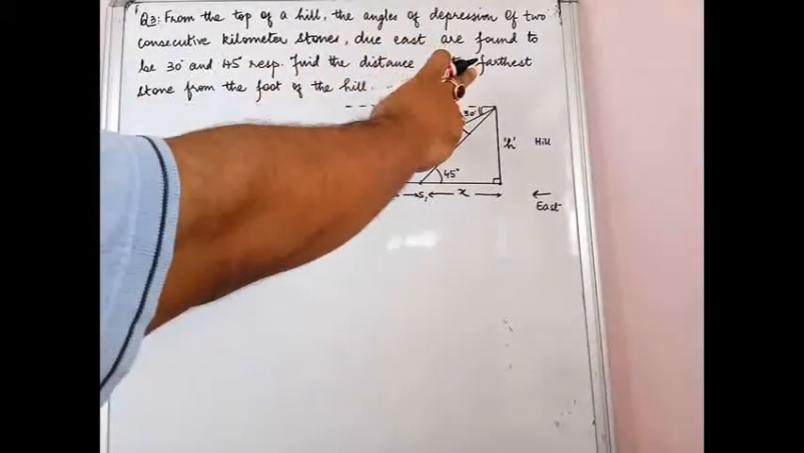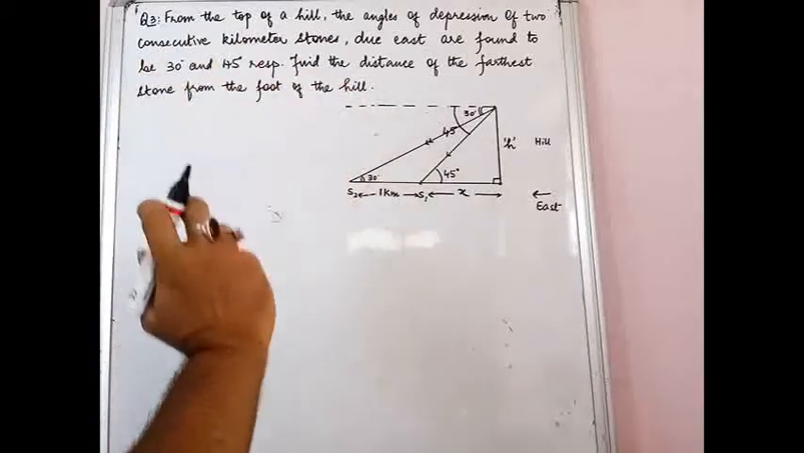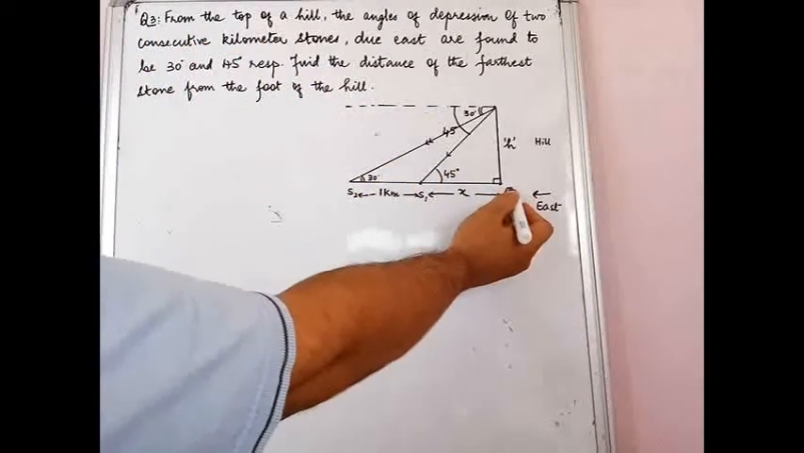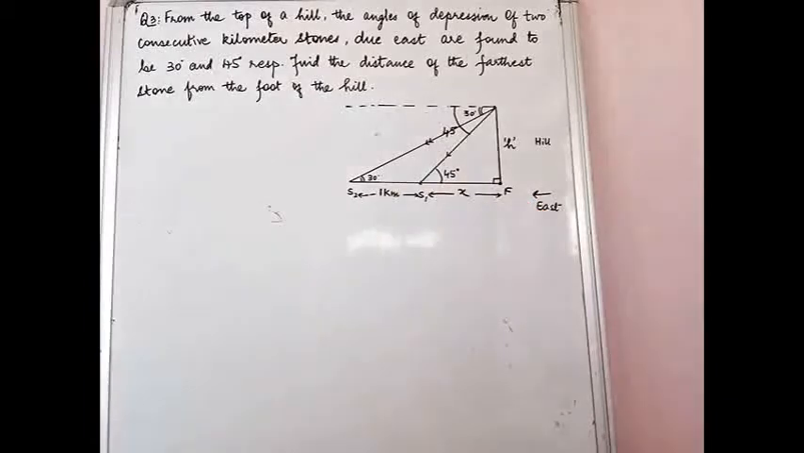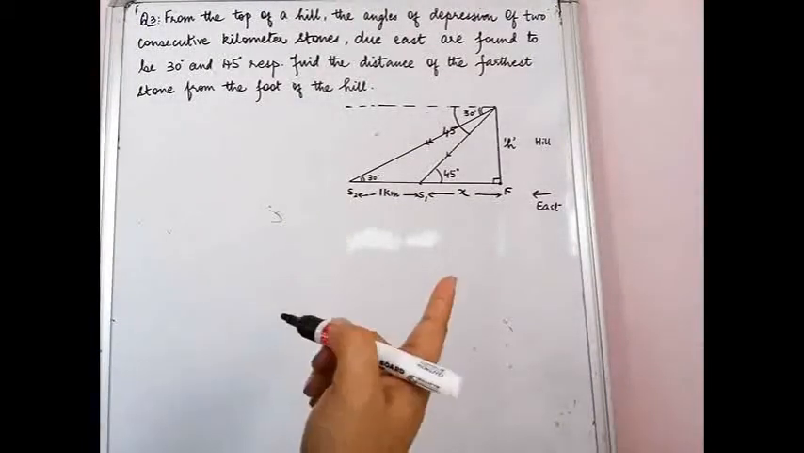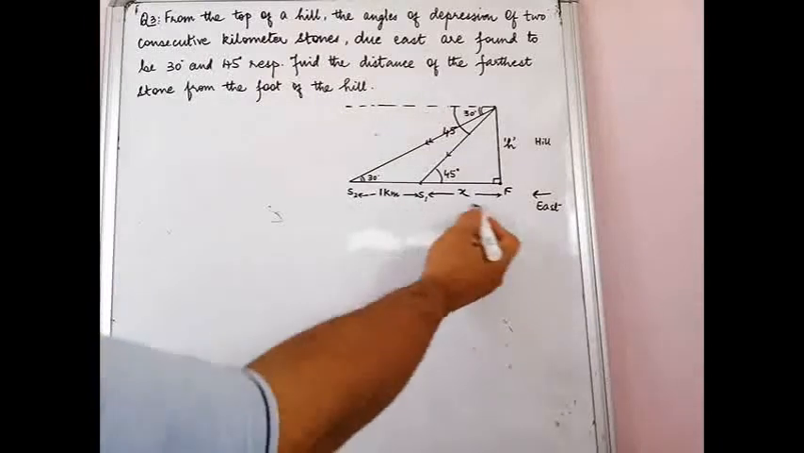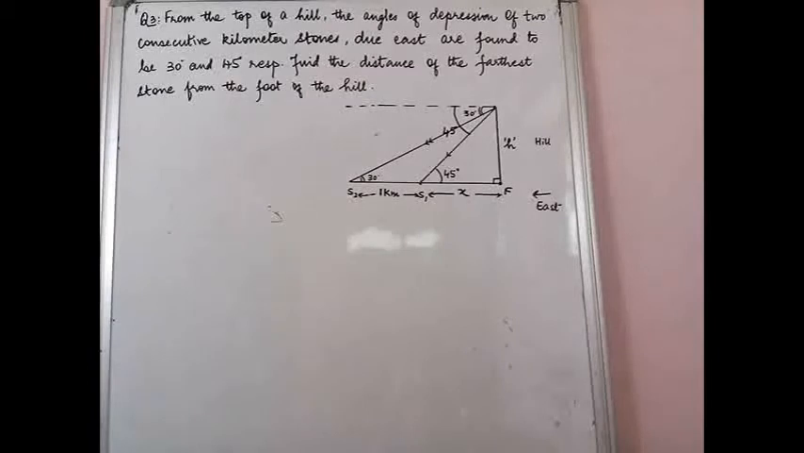So having marked these particular angles, now let us see what they are asking. Find the distance of the farthest stone from the foot of the hill. Where is the foot of the hill? This is the foot of the hill, so I am going to mark foot of the hill over here. Which is the stone which is farther away? This is the stone that is farther away. So they are asking you this entire distance, which can be found if you simply find x.